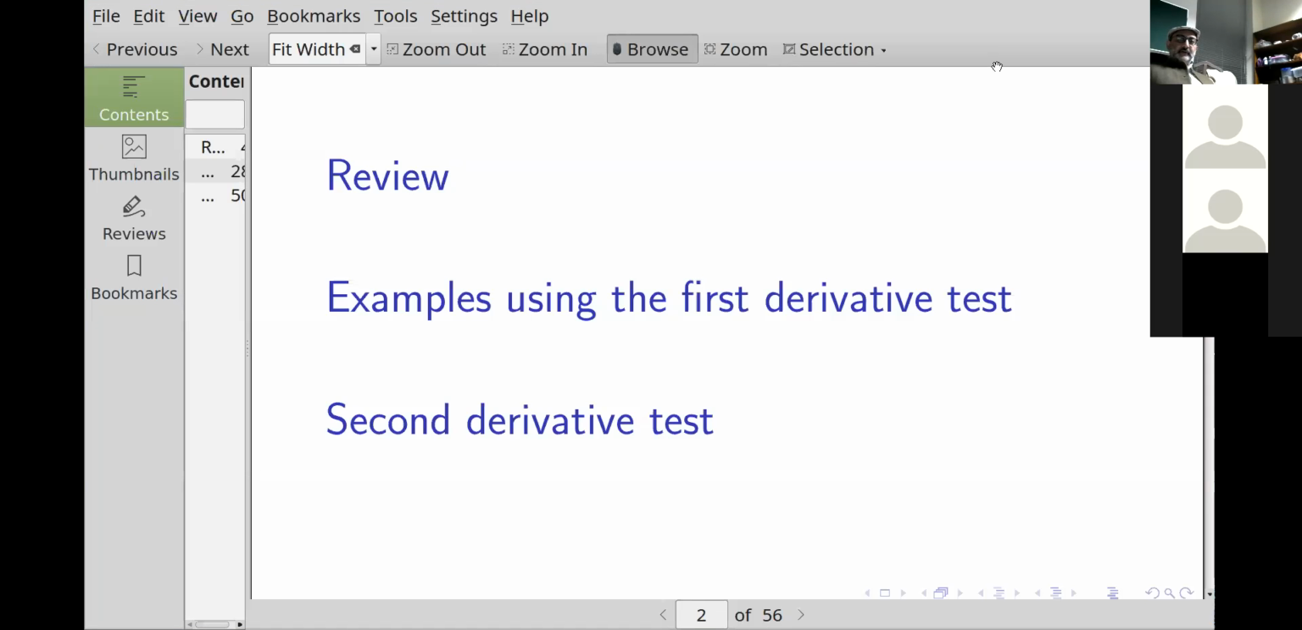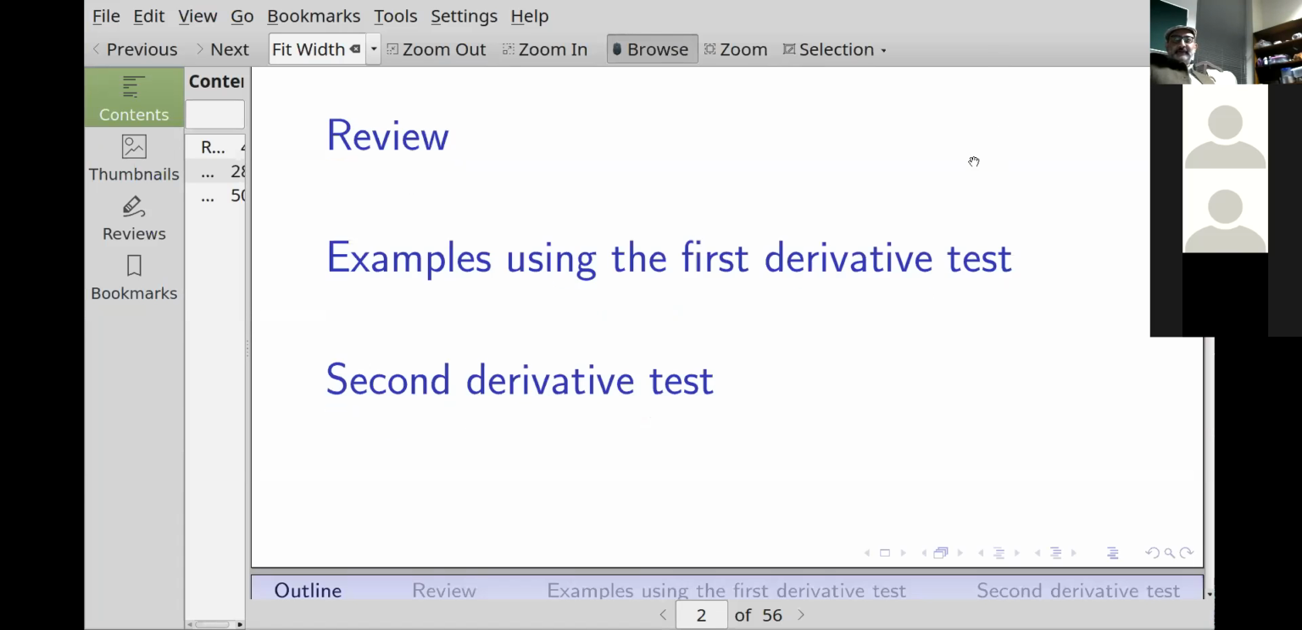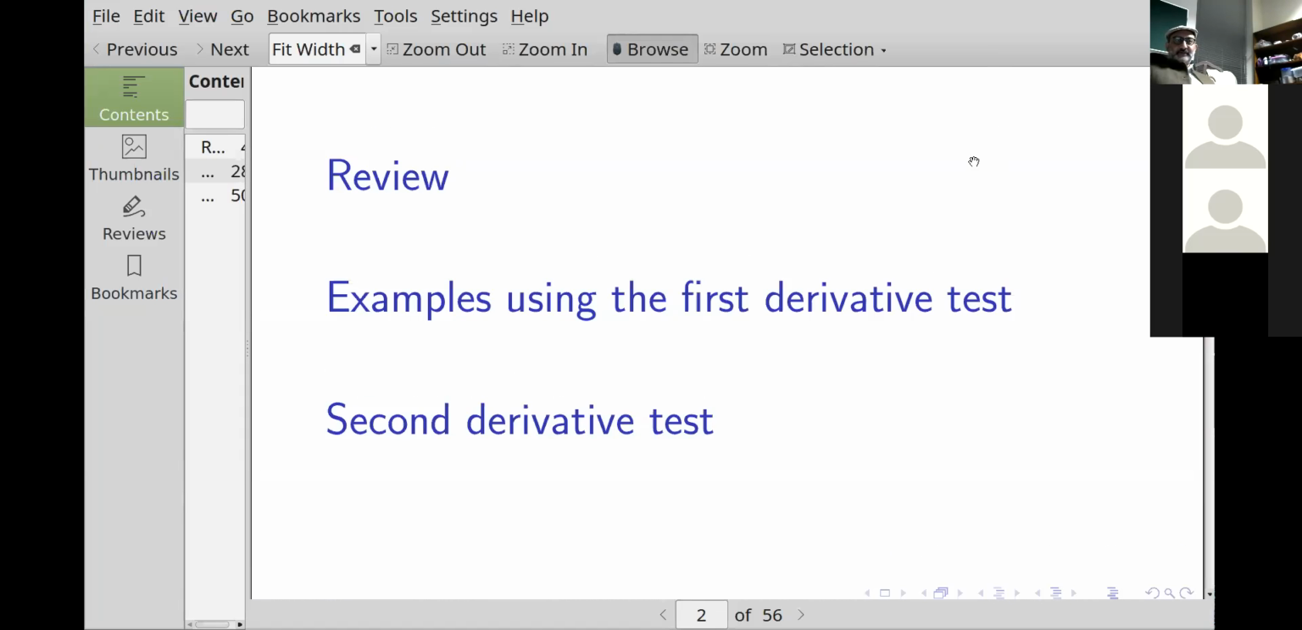Okay, so in the previous lecture, we got as far as discussing the first derivative test. So I'm going to review up to the first derivative test, and then we will see a few examples using the first derivative test. And then for functions where you're lucky enough also to have a second derivative, there's a second derivative test that you can use.